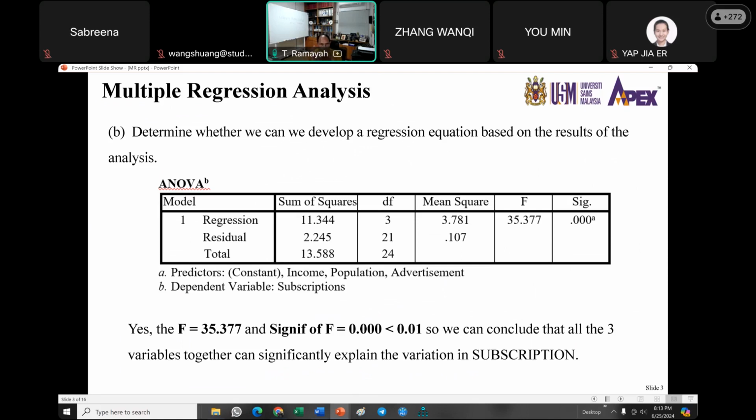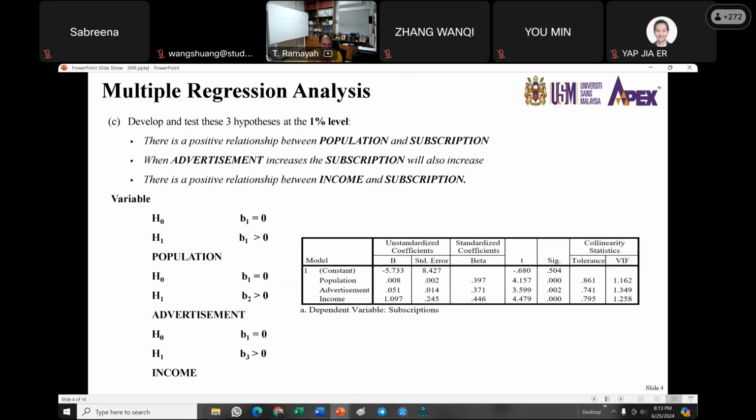Okay. Then if you are given these numbers, first they give you a table that tells you what hypotheses you need to test. So they give you these three hypotheses. There is a positive relationship between population and subscription. When advertisement increases, the subscription will also increase. There is a positive relationship between income and subscription, right? So these are all stating the same thing, right? In different ways. All of them are moving in the same direction.